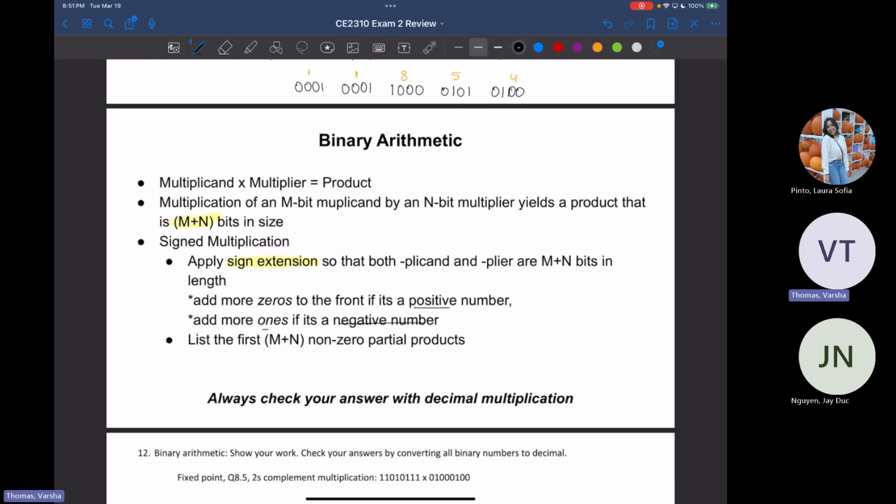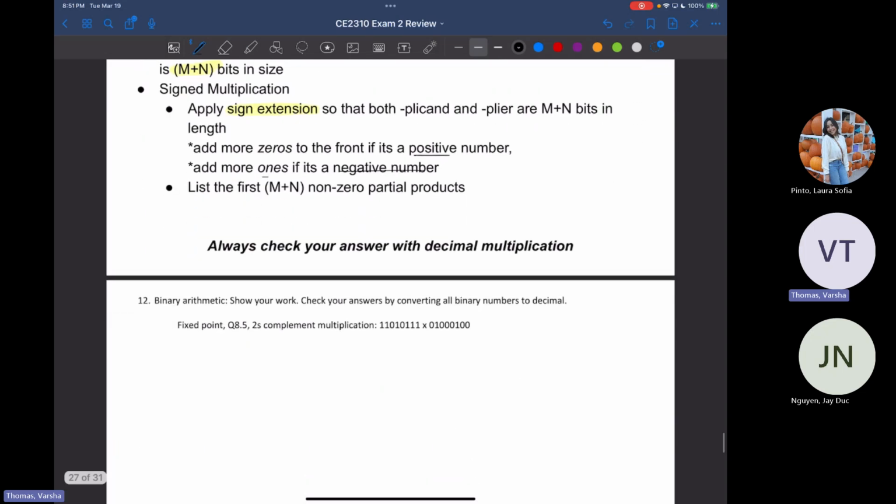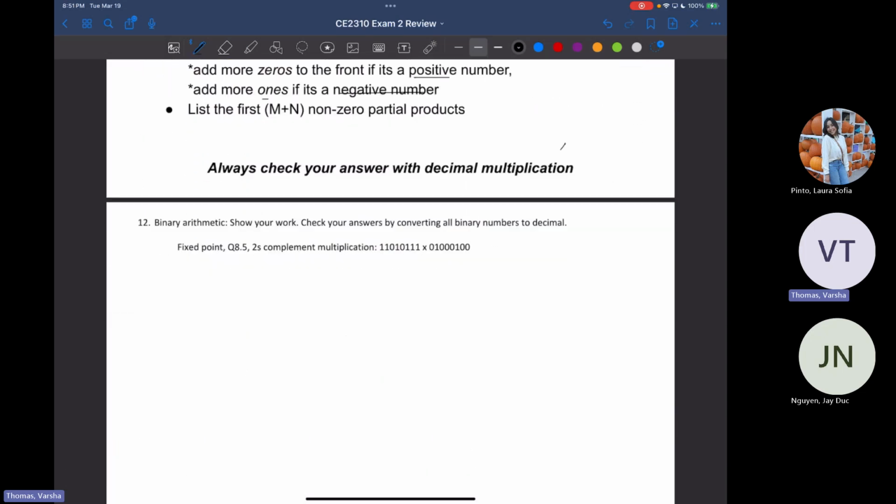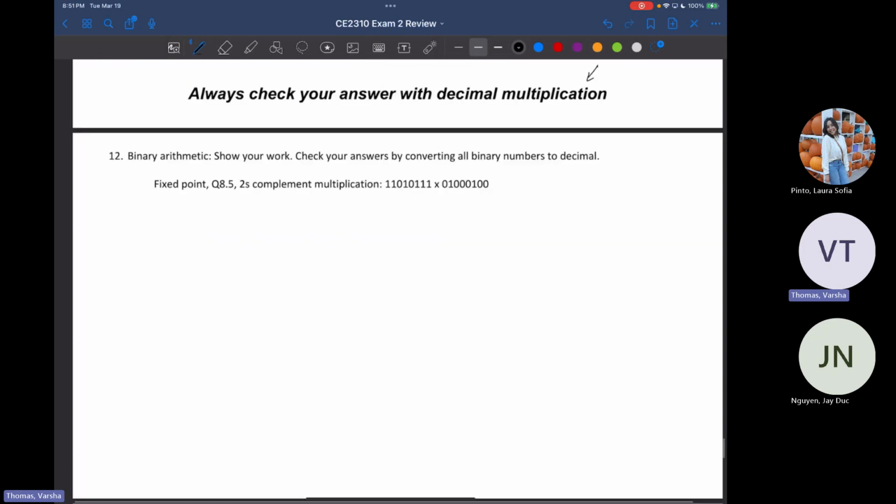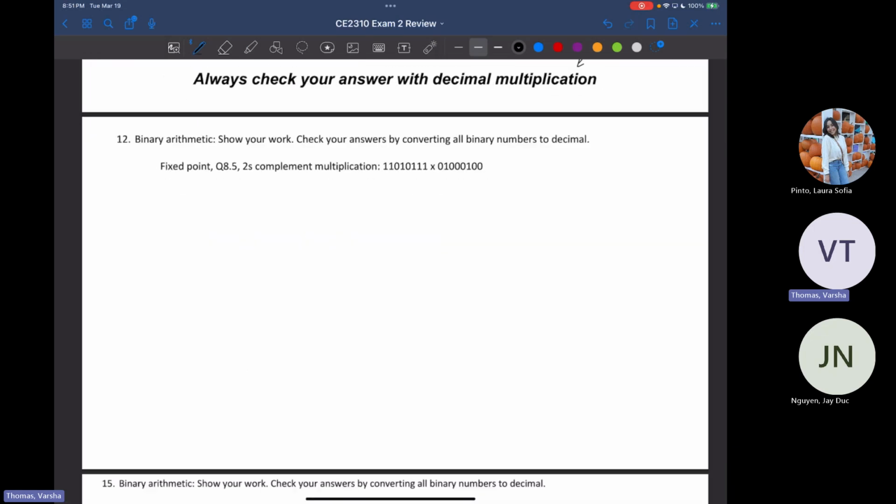Usually when you're multiplying these two numbers, you'll just get a giant string of bits, and it's important to just pick the first m plus n partial products. And then when in doubt, check your answer with multiplication. Convert it really quickly if you have some time, and then multiply those together.